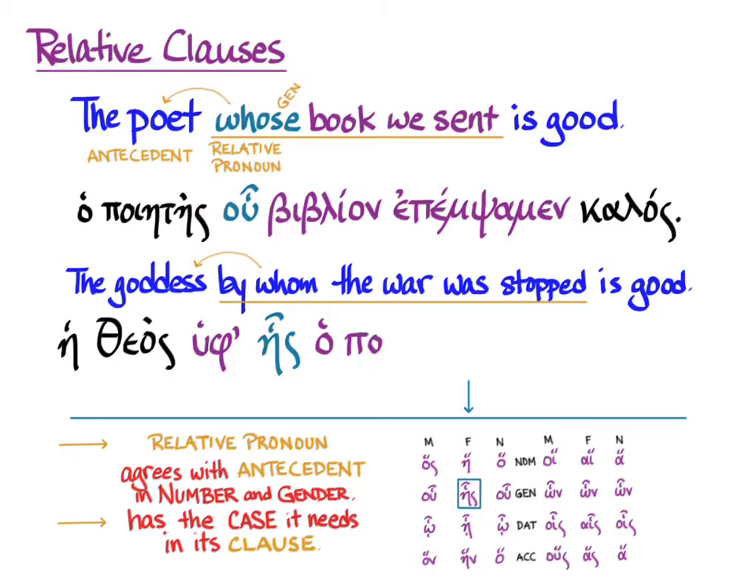Then we'll put in the rest of the relative clause and the rest of the main clause. And we get ha theos, hoof heis, ha polemos epauthe kale, the goddess by whom the war was stopped is good.